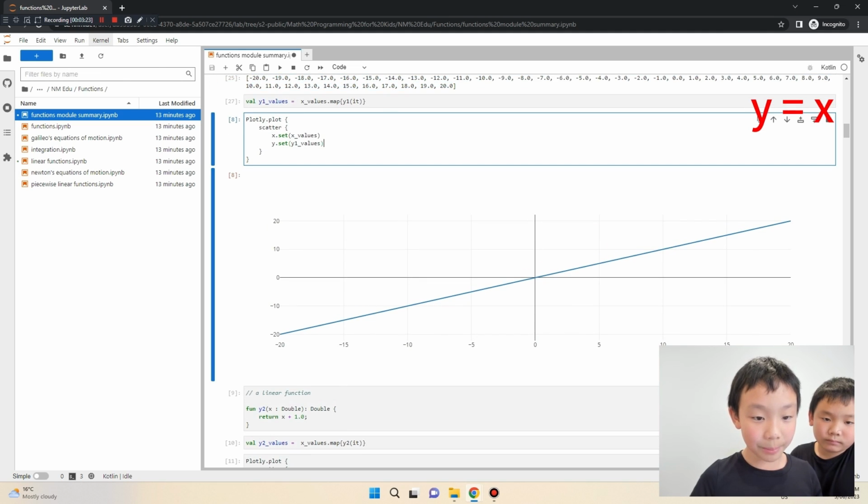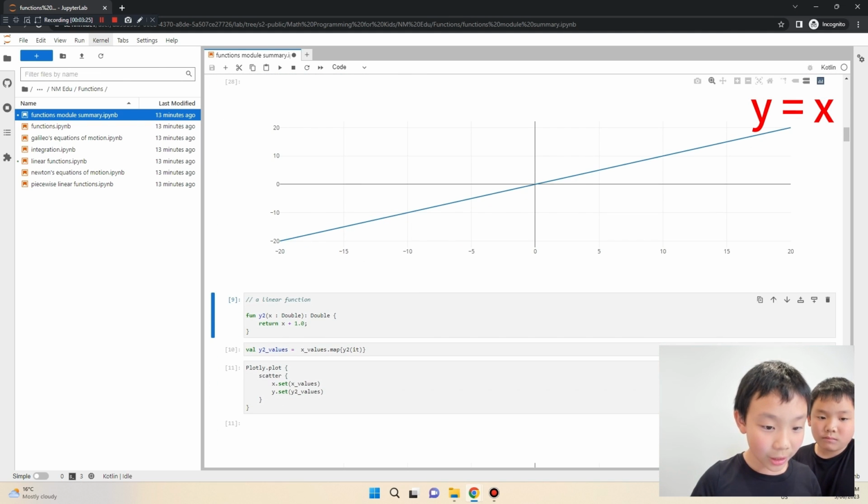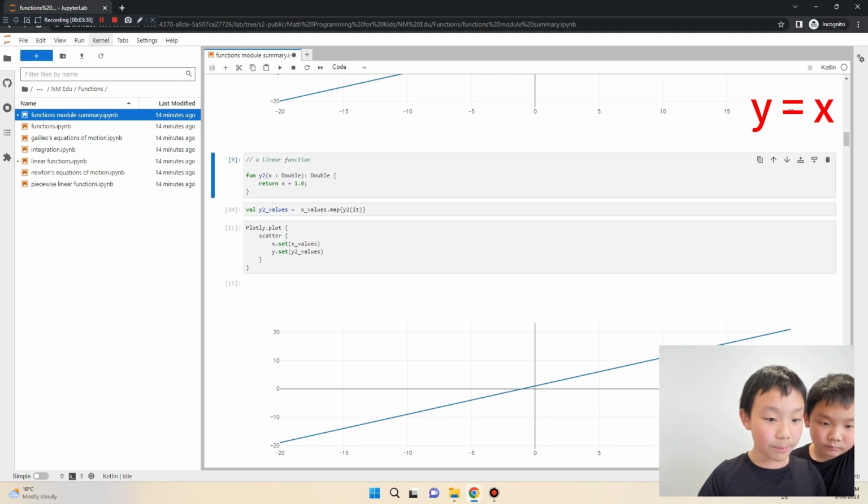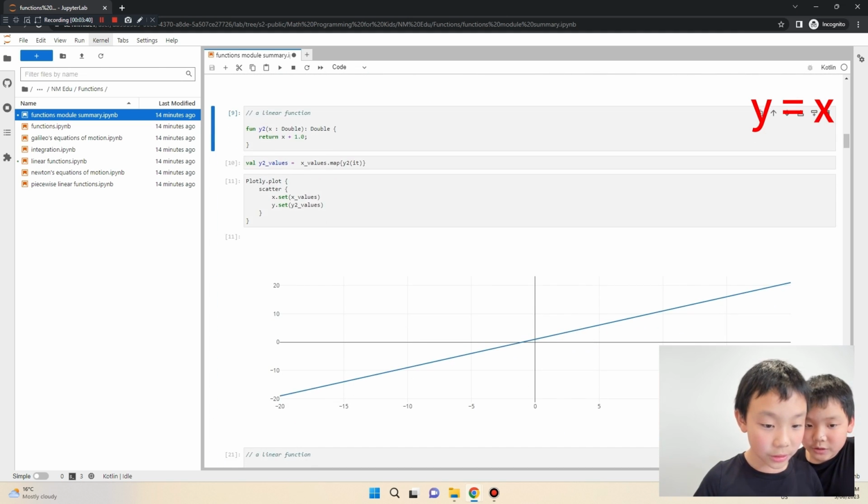Now we can plot it out, and look, it shows 20, 20. See, just a straight line. All the points are on the same line. Look, x is 20, y is 20. That's what it means to plot the thing.